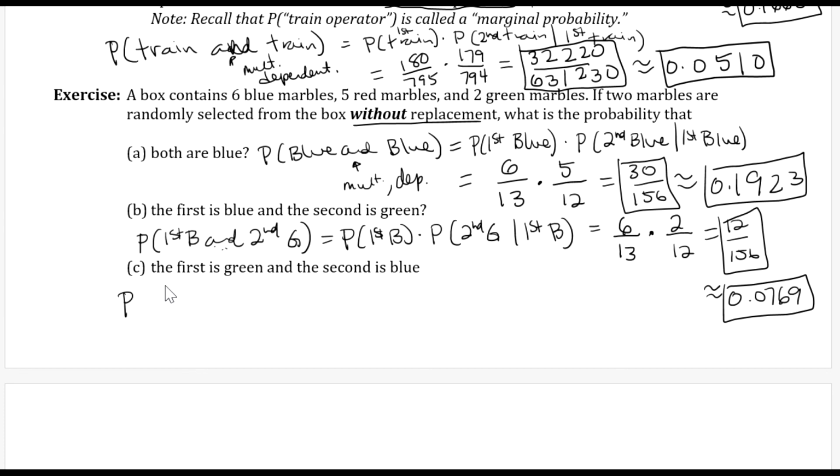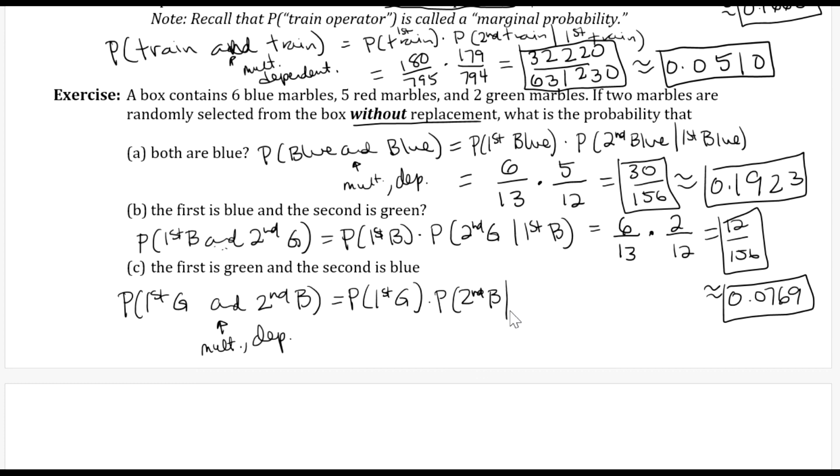Then in this part, the first is green and the second is blue. Again, we have our and, so we're going to have to do a multiplication rule. Because of this phrase without replacement, we are dependent, so you have to use the general multiplication rule. The probability that the first is green times the probability that the second is blue, given that the first was green.